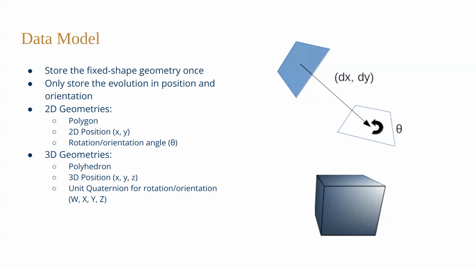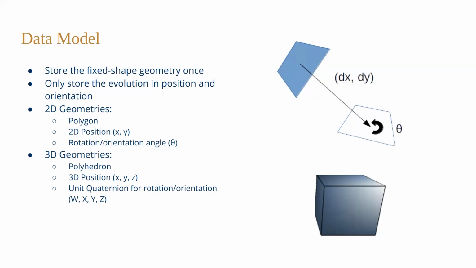In 2D, the moving object is represented using a two-dimensional polygon, and the set of positions and orientations are represented using a 2D point and a single angle for the orientation or rotation. The second implementation is in 3 dimensions, where the object itself is represented using a 3D polyhedron. Then the position is stored as a 3D point, and the orientation is stored as a unit quaternion.